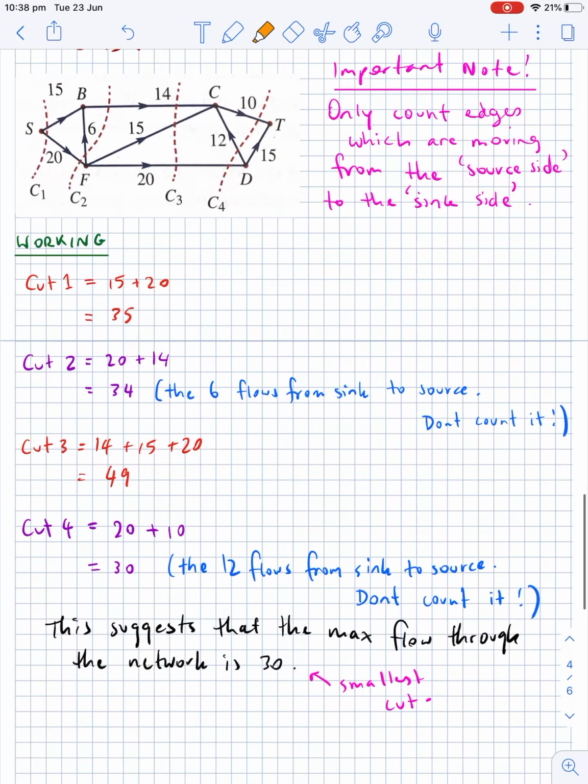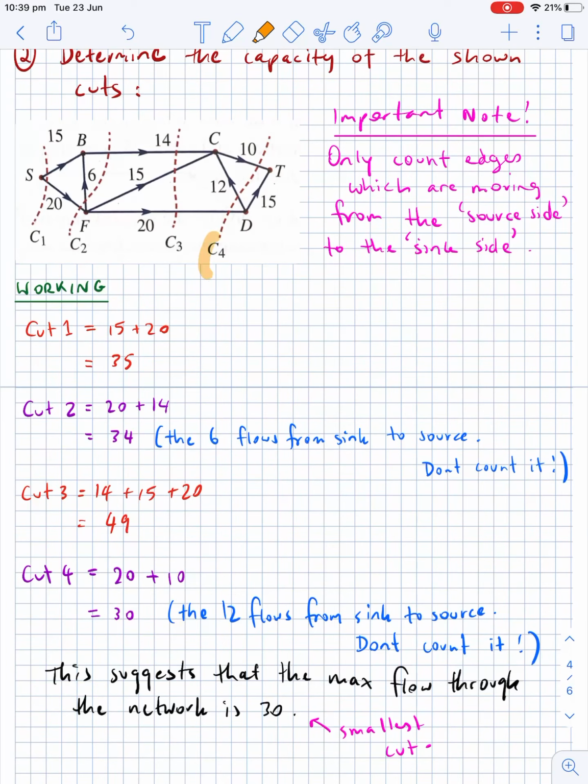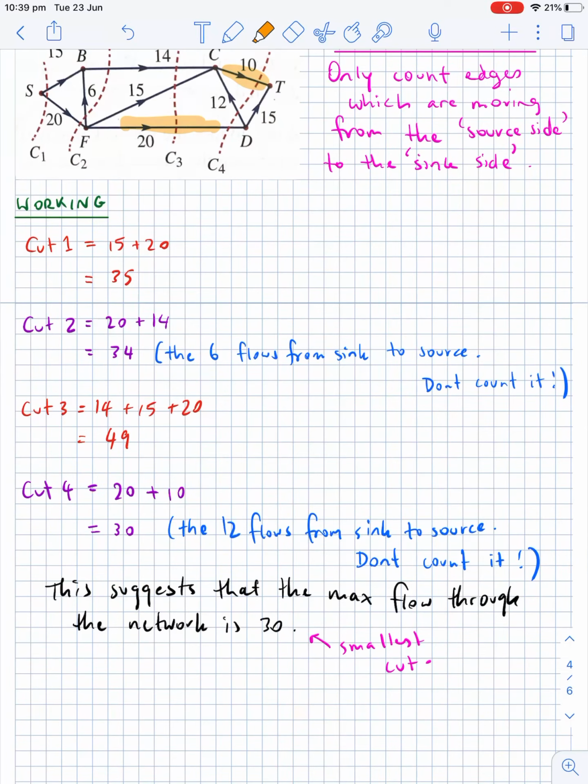Cut 3, it's going to be 14, 15, and 20, which makes 49. That's the capacity of that cut. And cut 4 is going to be the 20 because it cuts this line. It's going to be the 10, but it's not going to count this 12 because that direction is going from the sink side back to the source side. So don't count that 12 there, this 12 here. So therefore, it's just 20 plus 10, which equals 30. The 12 flows from sink to source, so again, don't count it.